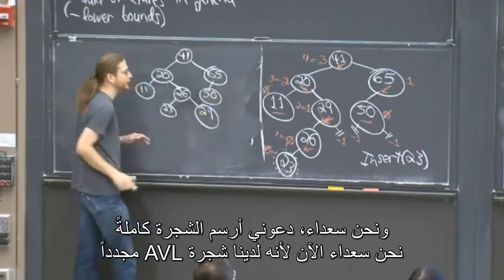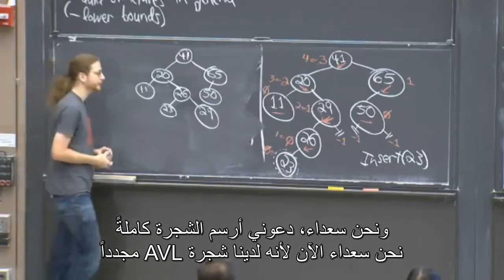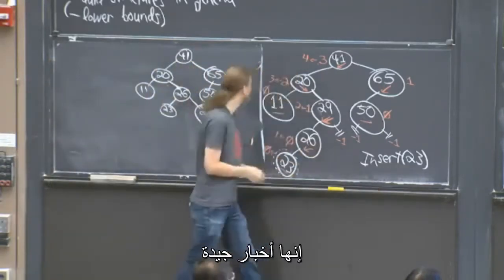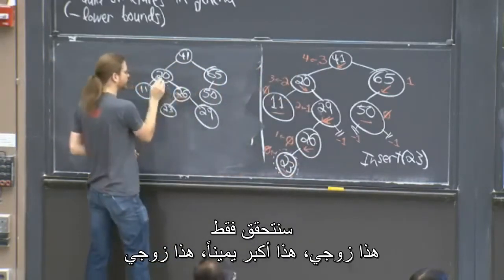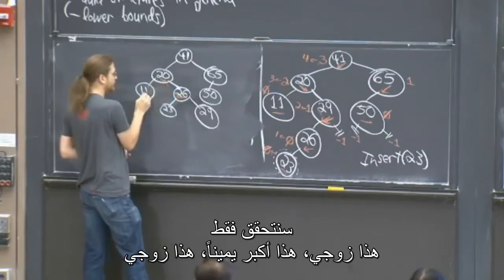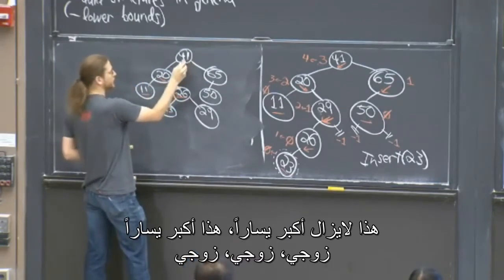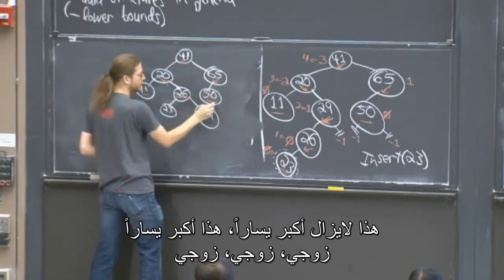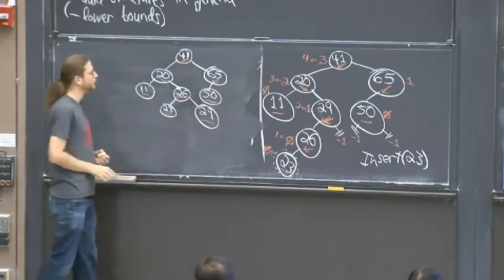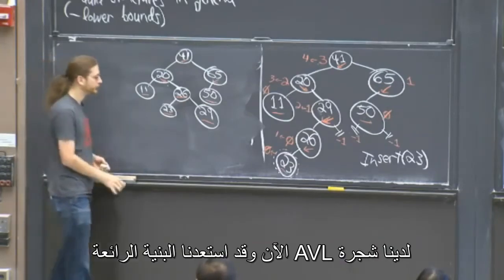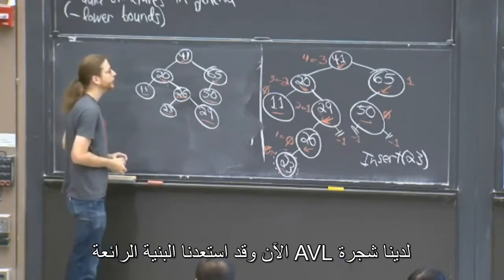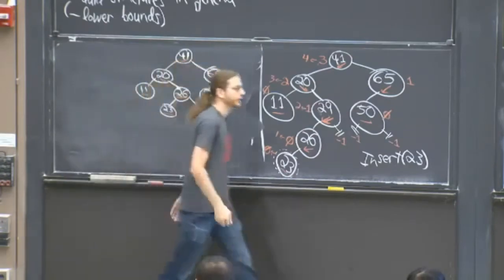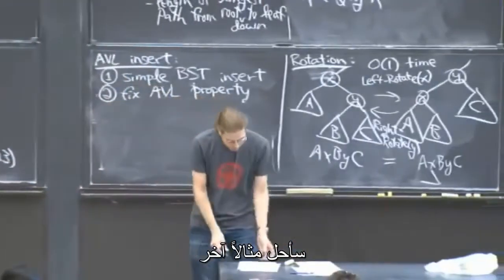Now we're happy because we have an AVL tree again. Good news. So just check. This is even. This is right heavy. This is even. This is left heavy still. This is left heavy, even, even, even. OK, so now we have an AVL tree, and our beauty is restored. Do one more example.